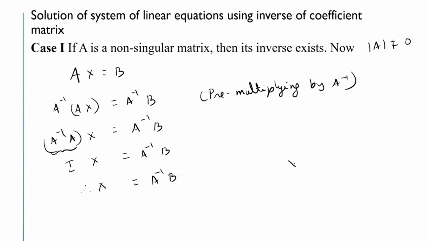X is nothing but the matrix consisting of the variables x, y and z. So using this X is equal to A inverse into B, we can find the values of x, y and z. Here if A is non-singular, then A inverse exists. So X is equal to A inverse into B, where B is the matrix containing the constant terms. This method of solving the linear equations using the inverse of the coefficient matrix is called the solution of a system of linear equations using the inverse of the coefficient matrix.